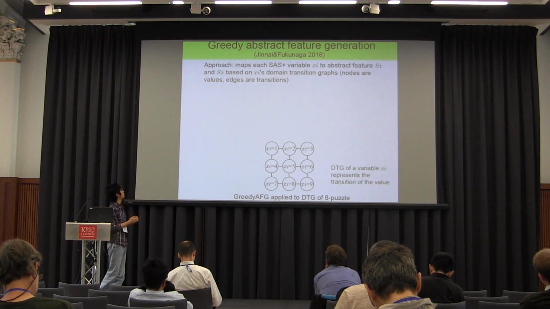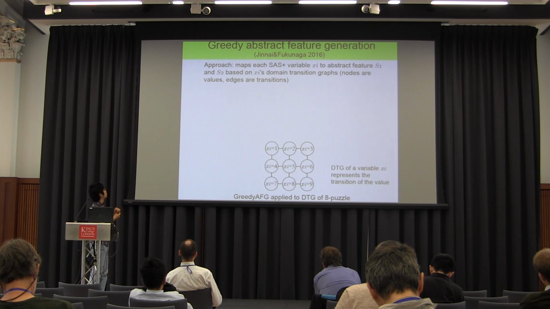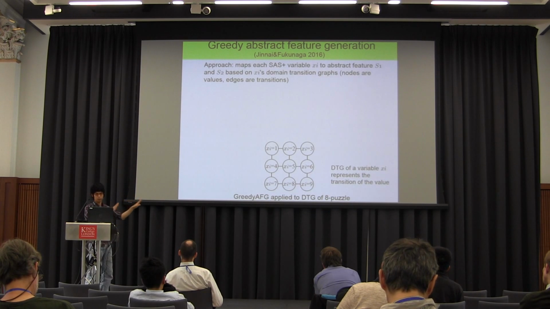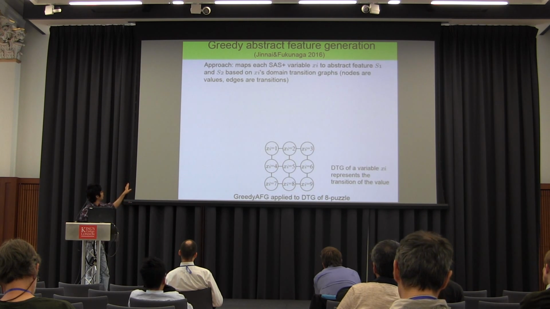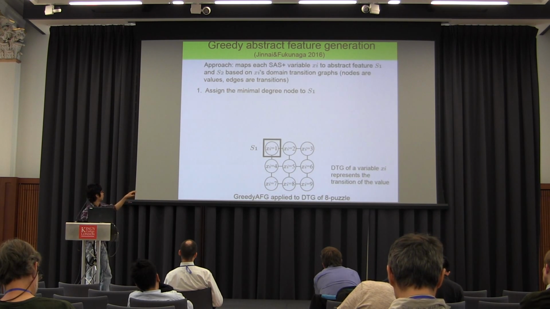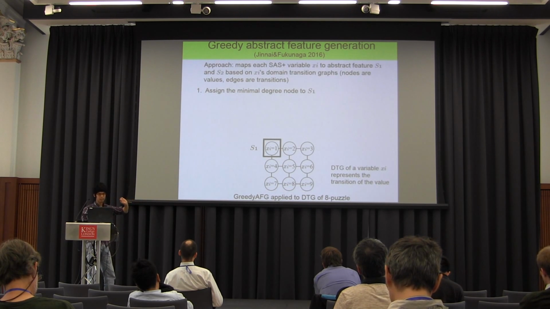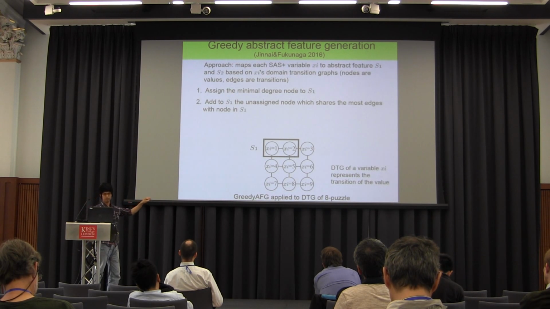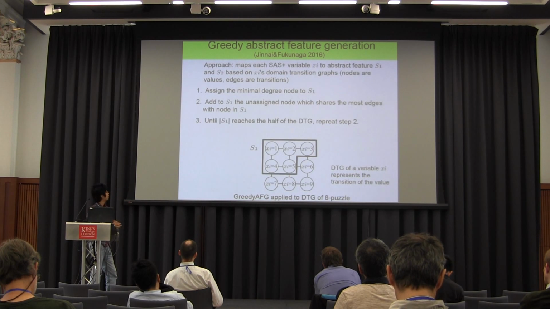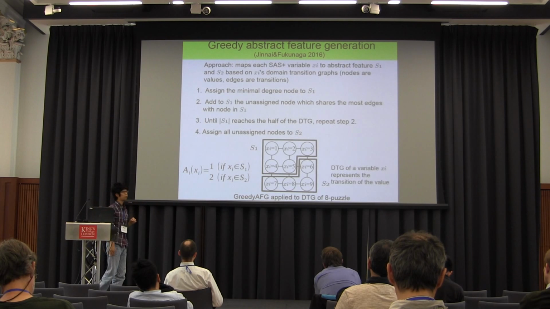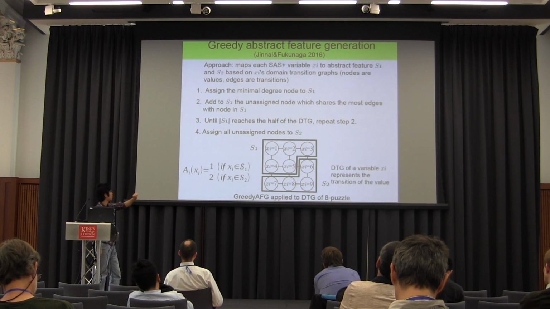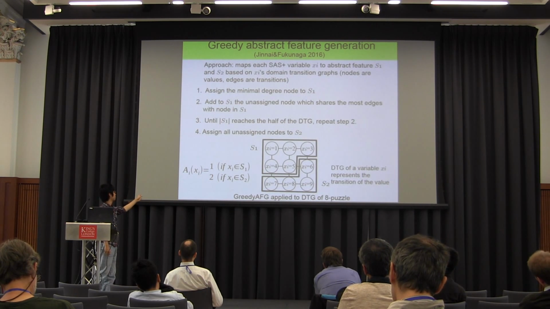Actually, we proposed a simple naive method in previous work for generating abstract features automatically, which we call greedy abstract feature generation. It maps each task variable xi to abstract features S1 and S2 based on xi's domain transition graph. We have an example again on the puzzle. Greedy abstract feature generation first assigns the minimum degree node, or the node with the least edges, to S1, and then adds to S1 the unassigned nodes which share edges with nodes in S1. It repeats that until the size of S1 reaches half of that of the DTG, and assigns all unassigned nodes to S2. So we have the mapping from the values of xi to abstract features S1 and S2.